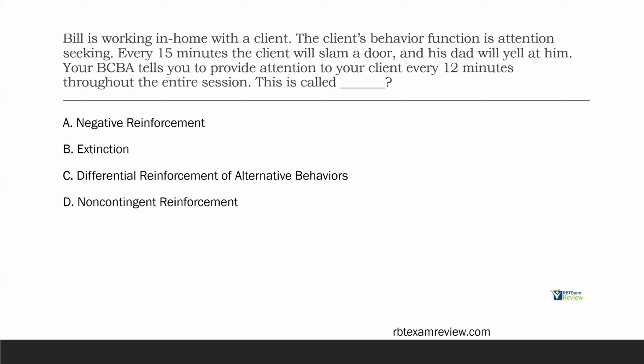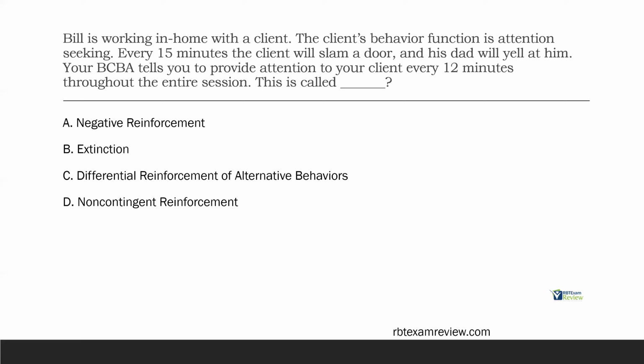Is this negative reinforcement? Are we removing anything? No, we're giving attention, right? So A is out. B, extinction. Are we putting anything on extinction? Are we putting the door slamming on extinction? No, we're not talking about when he slams the door, right? We're talking about before slamming the door. So B is out.